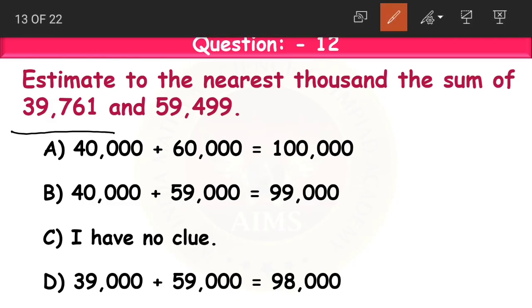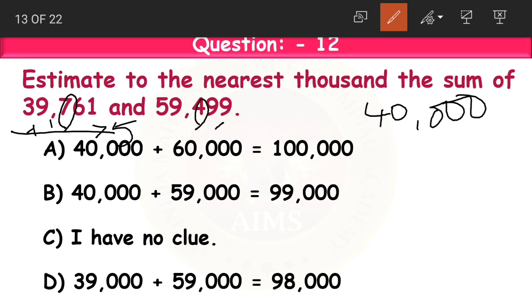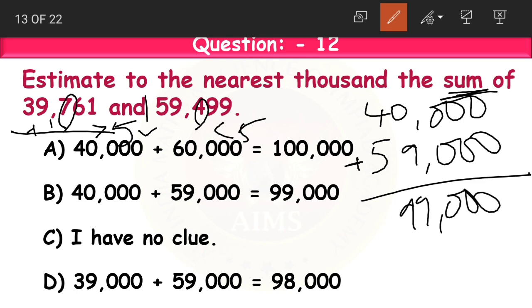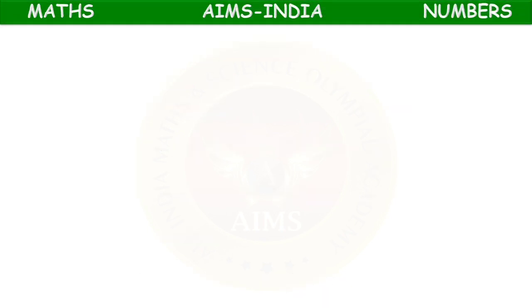Now coming to the first number, here 7 is in the hundreds place, it is greater than 5. So adding 1, 39 becomes 40, and then 40,000. Now here 4 is in the hundreds place, it is less than 5. So rounding down, it becomes 59,000. When we add these two, the answer we get is 99,000, which is the same as option B. So option B is our correct answer.